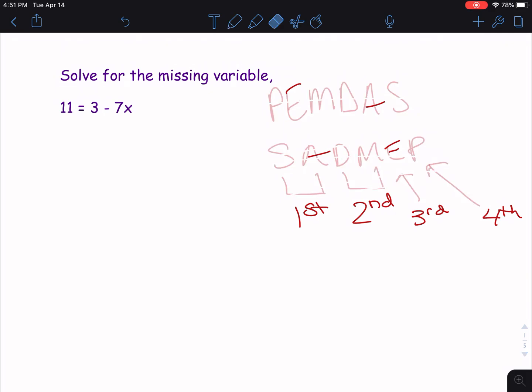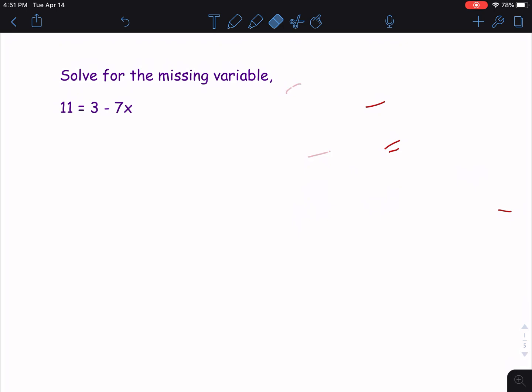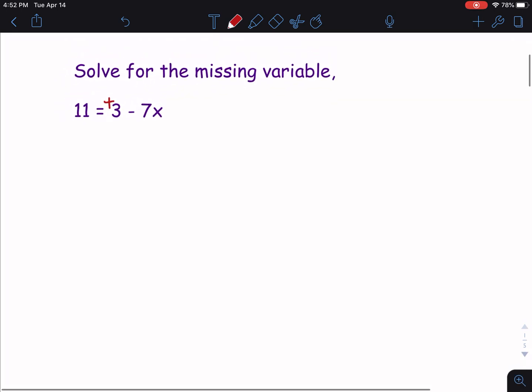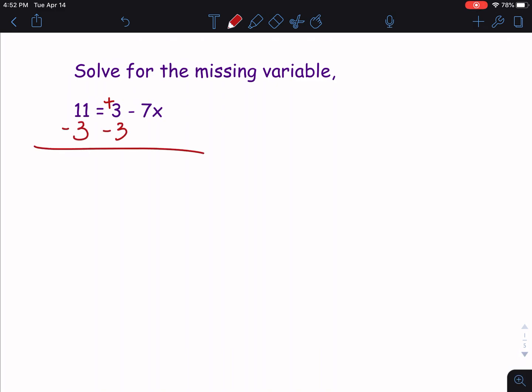So in this first example, I'm first going to get rid of that 3, which is actually a positive 3. I just don't choose to write that there. So to undo that, I'm going to do the inverse operation, and that is to subtract 3 from both sides. So you'll see now that 3 minus 3 is 0, and that leaves me with a negative 7x. Don't forget about this negative that's in front of that 7x. We need to keep that value negative. Then I'm going to bring my equal sign straight down, and then 11 minus 3 is 8.